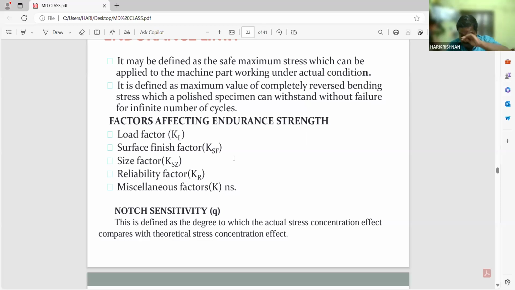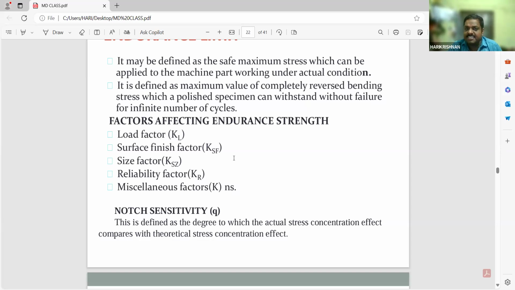That safe load is known as the endurance limit load. If a load above that is acting on the material for a longer time, it may result in failure.